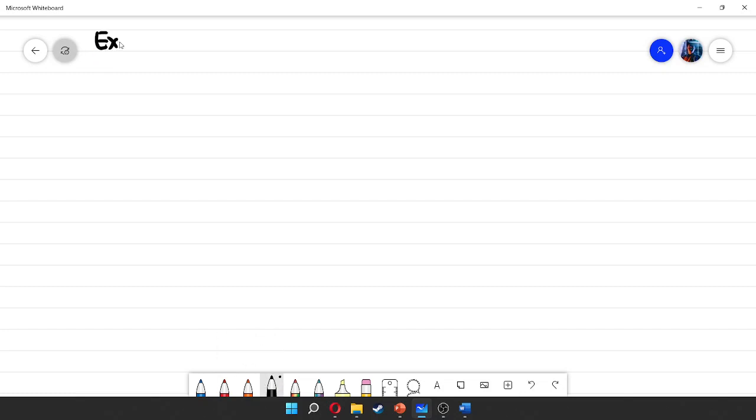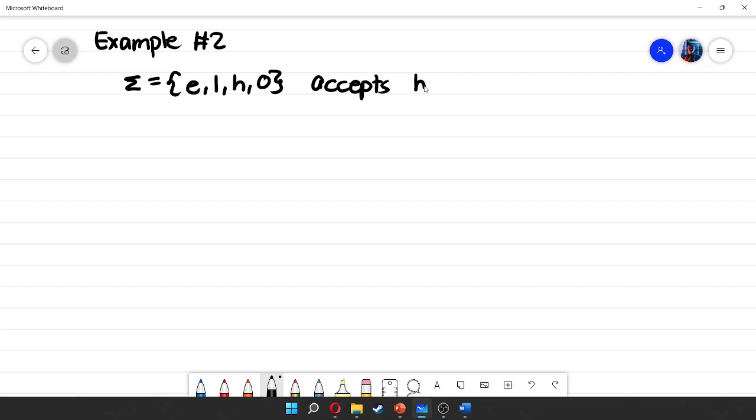So we have here example number 2. Okay. Example number 2. Sigma is E, L, H, and O. And then accepts the string hello. Okay. So, mura na siya nag-spell check ta. Let's just say nga mura tag dictionary or Microsoft Word nga nag-spell check ta og words.